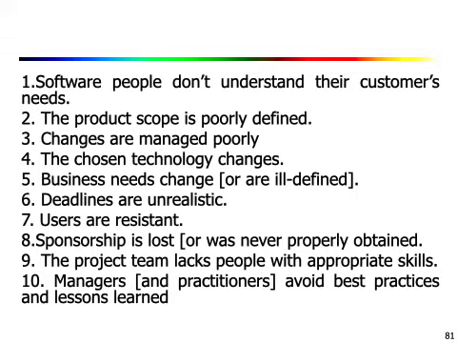That is, software people don't understand their customers' needs, the product scope is poorly defined, changes are managed poorly, the chosen technology changes, business needs change, deadlines are unrealistic, users are resistant, sponsorship is lost, the project team lacks people with appropriate skills, managers avoid best practices and lessons learned. So these are some of the signs that indicate the project is in trouble.